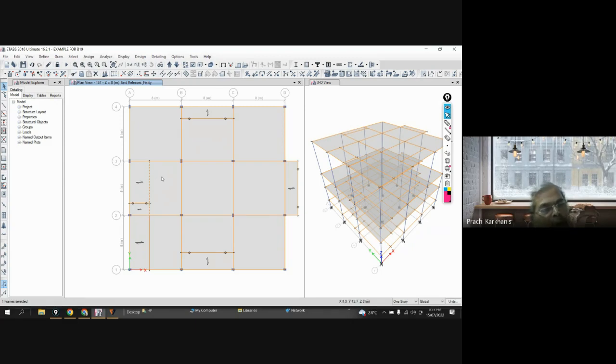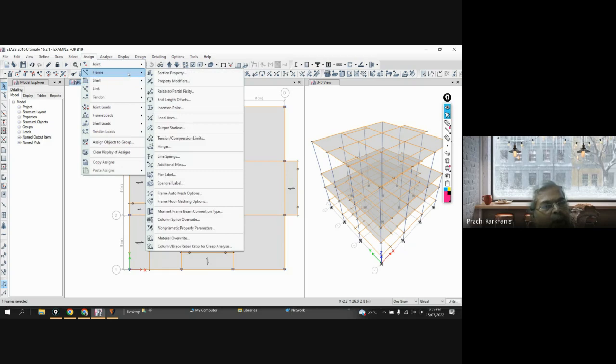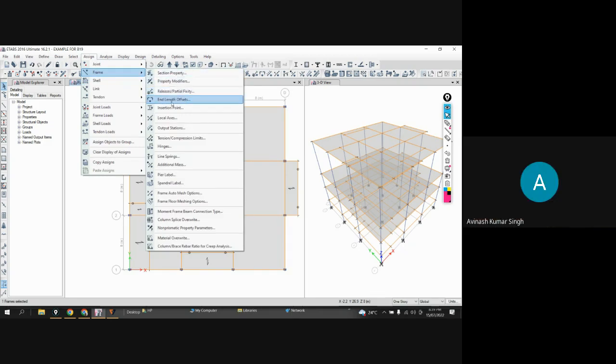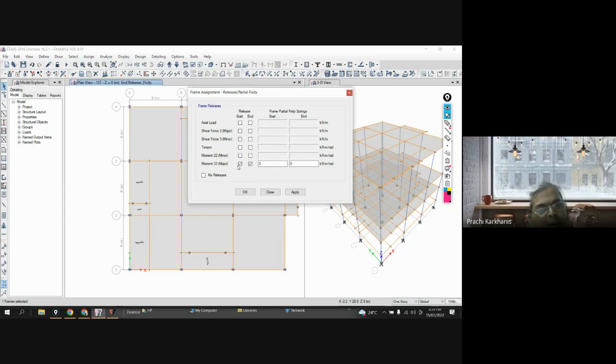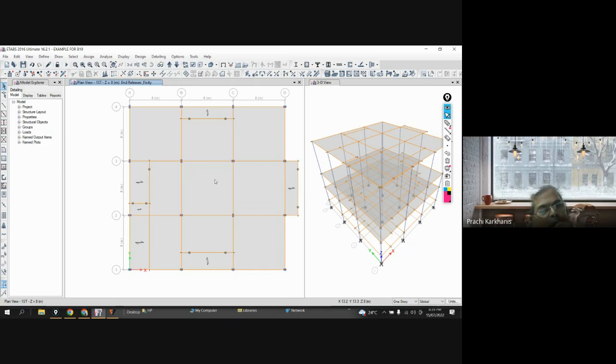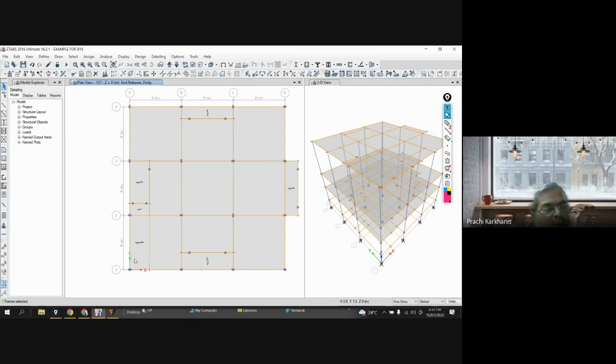Okay. So I'm selecting the member. Again, I'm going to Assign, then Frame, and in Frame, Release. I'm going to release partial fixity, and here I'm not releasing the I end. You can see Start. So I'm not releasing the I end, I'm releasing the J end. Clear? Yes, sir.